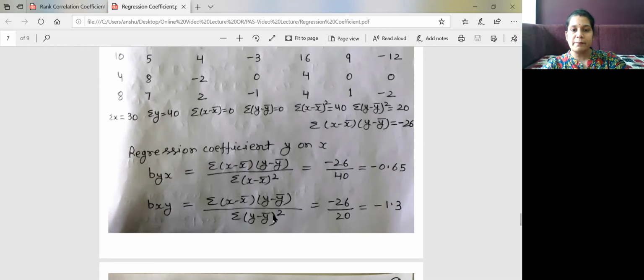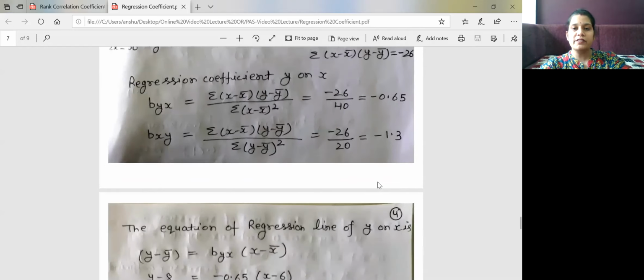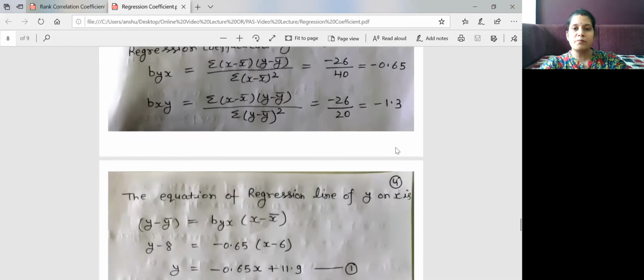Next is bxy is equal to summation x minus x bar into y minus y bar divided by summation y minus y bar whole square. So here we write the same value in the numerator. We write minus 26 divided by 20, because we got the value of summation y minus y bar whole square is equal to 20. So we get minus 1.3. See here carefully, in the property of the regression coefficients, both regression coefficients have the same sign. Got it? So byx is minus 0.65, and bxy is also minus 1.3.